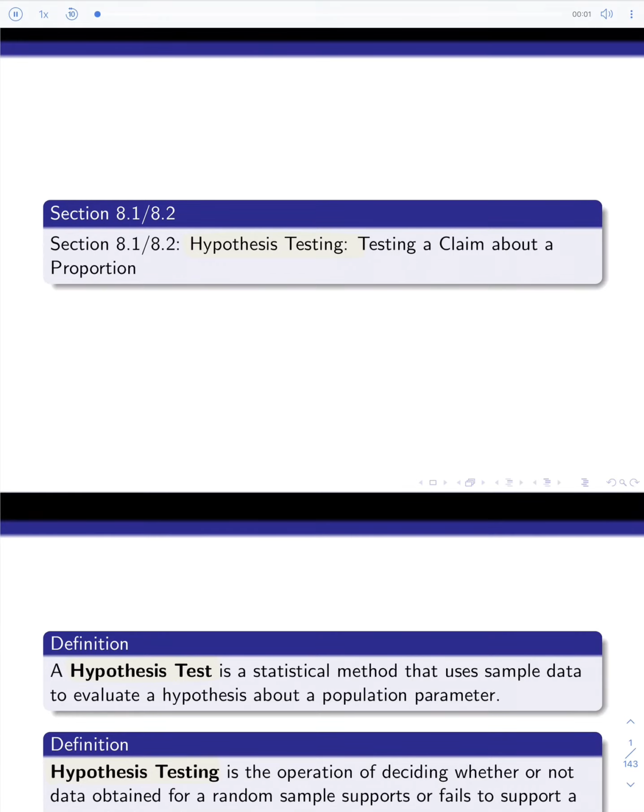In section 8.1/8.2, we're going to cover both sections together because the ideas in both sections kind of overlap, and it'll make it a little bit more seamless. What we're going to talk about is a natural extension of what the confidence intervals were from Chapter 7. What we're now going to go over is called hypothesis testing.